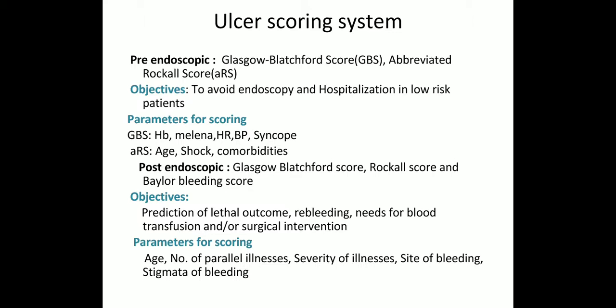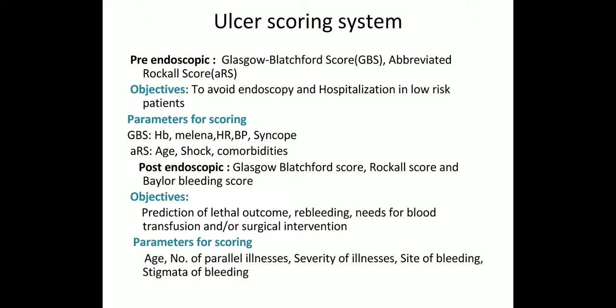The parameters of the scoring in the Glasgow Blatchford score system include hemoglobin, melena, heart rate, blood pressure, syncope. So these are the parameters to which the score will be given, and afterwards the total score is seen. If the score is high, there can be a recommendation to go with the endoscopy. If the score is less, accordingly the treatment will be planned. And in the abbreviated Rockall system, the parameters taken are age, shock and comorbid conditions.